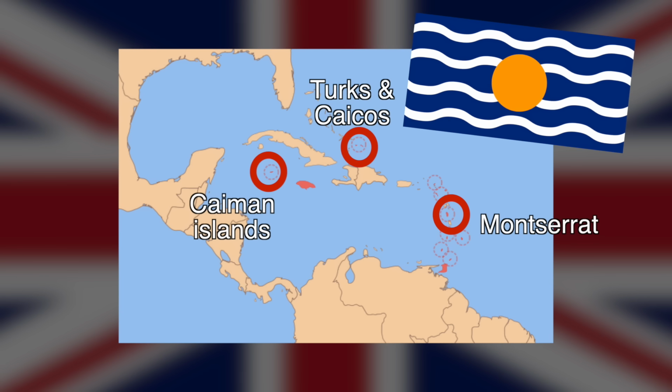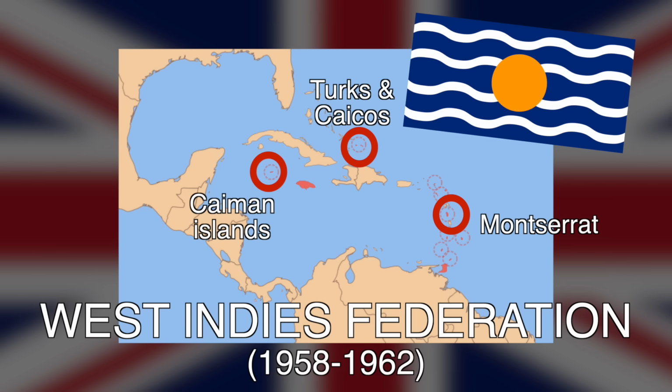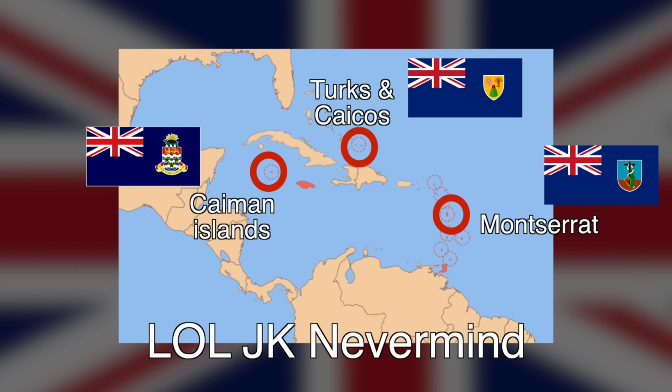At one point, three of these, Montserrat, Turks and Caicos, and Cayman Islands, actually ceded to become a part of the short-lived West Indies Federation before breaking up again, and then they voted to remain under British authority. The British Virgin Islands and Turks and Caicos use the US dollar as their currency.